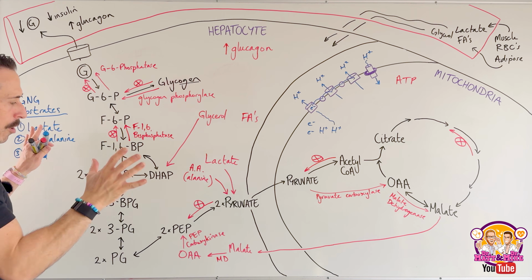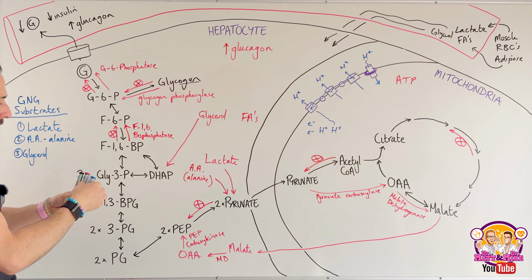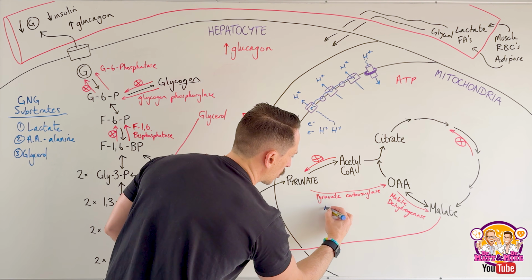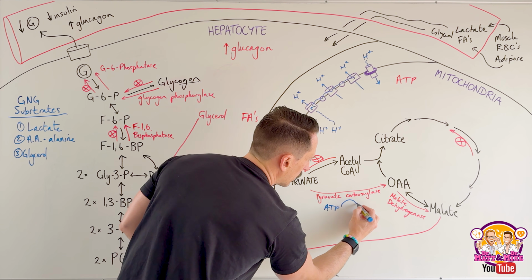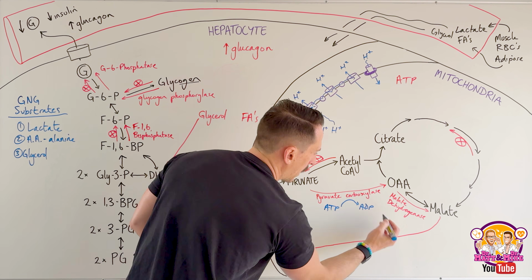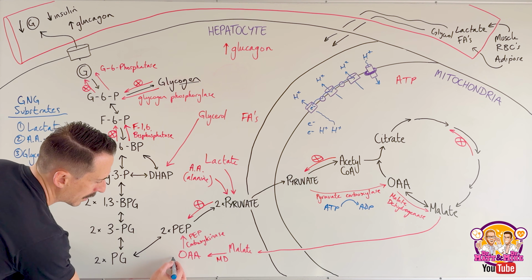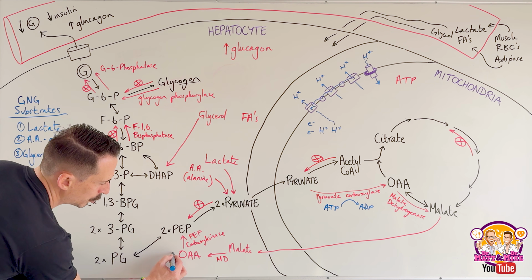Now, the problem with this is this, and this is an important point. When we turn pyruvate to oxaloacetate, that costs us energy in the form of ATP. When we turn oxaloacetate to phosphoenolpyruvate, that costs us energy in the form of GTP.